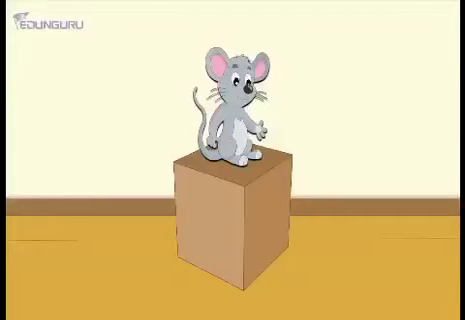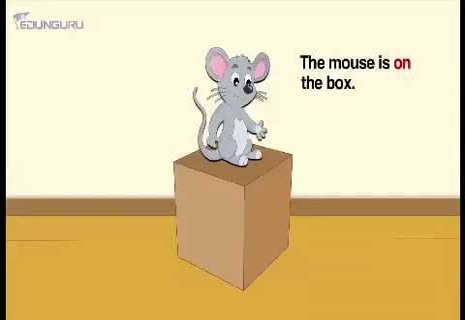Now we can say that the mouse is on the box. Why? Because we see that the mouse can touch the surface of the object. Whenever any object touches the surface of the object, it would be ideal to use the preposition on.